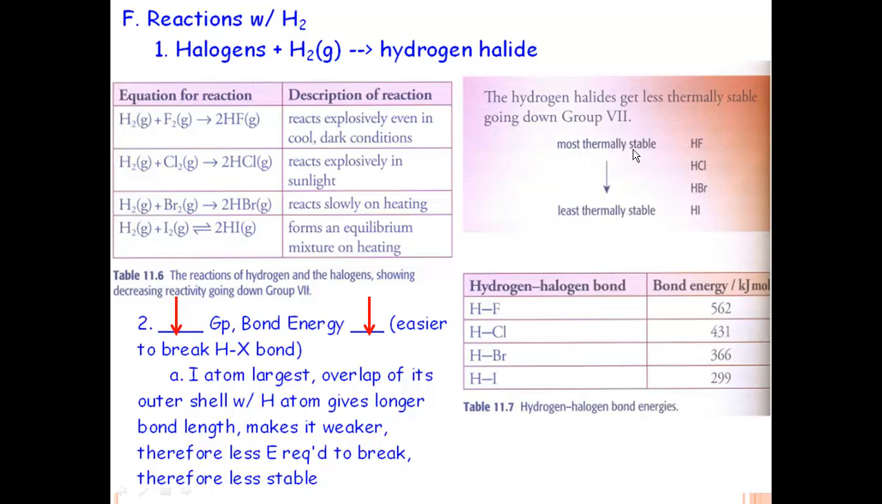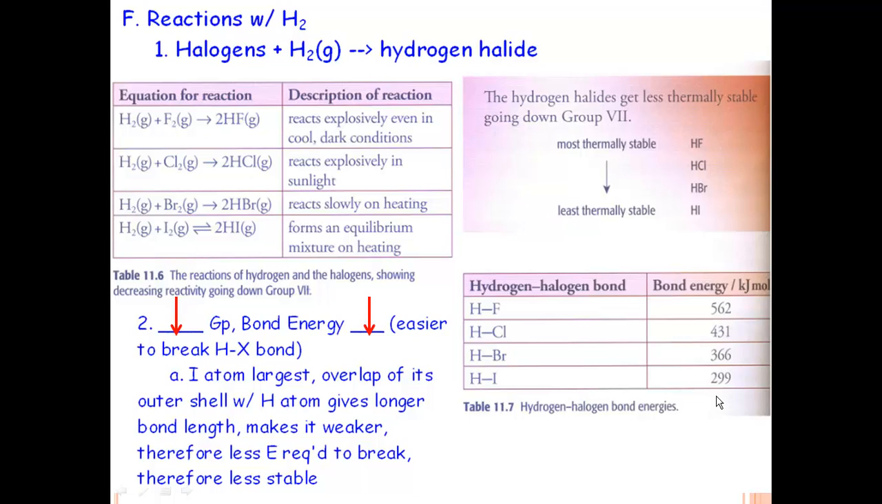Thermostability: the most stable molecule is HF, and it goes down, getting less stable. That's because the bond between H and I is not as strong as HF. As you go down the group, the bond energy also decreases, so you can see why less energy is needed for HI compared to HF.